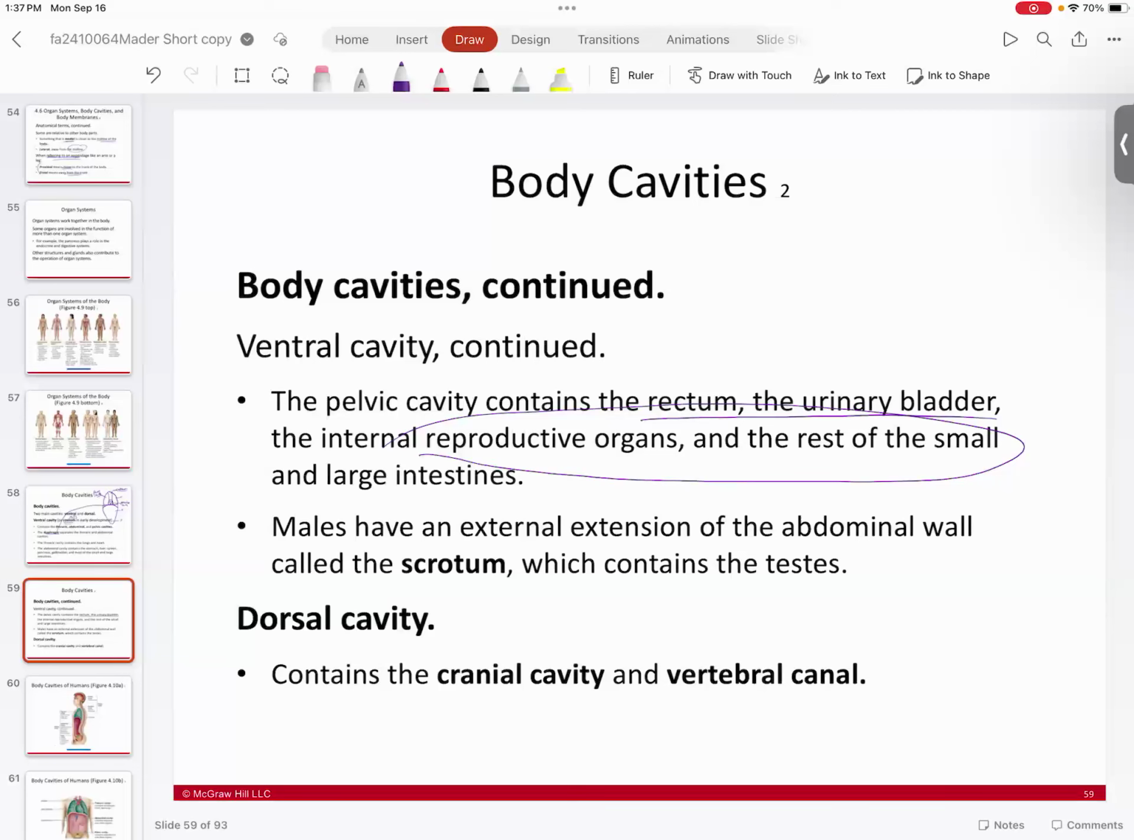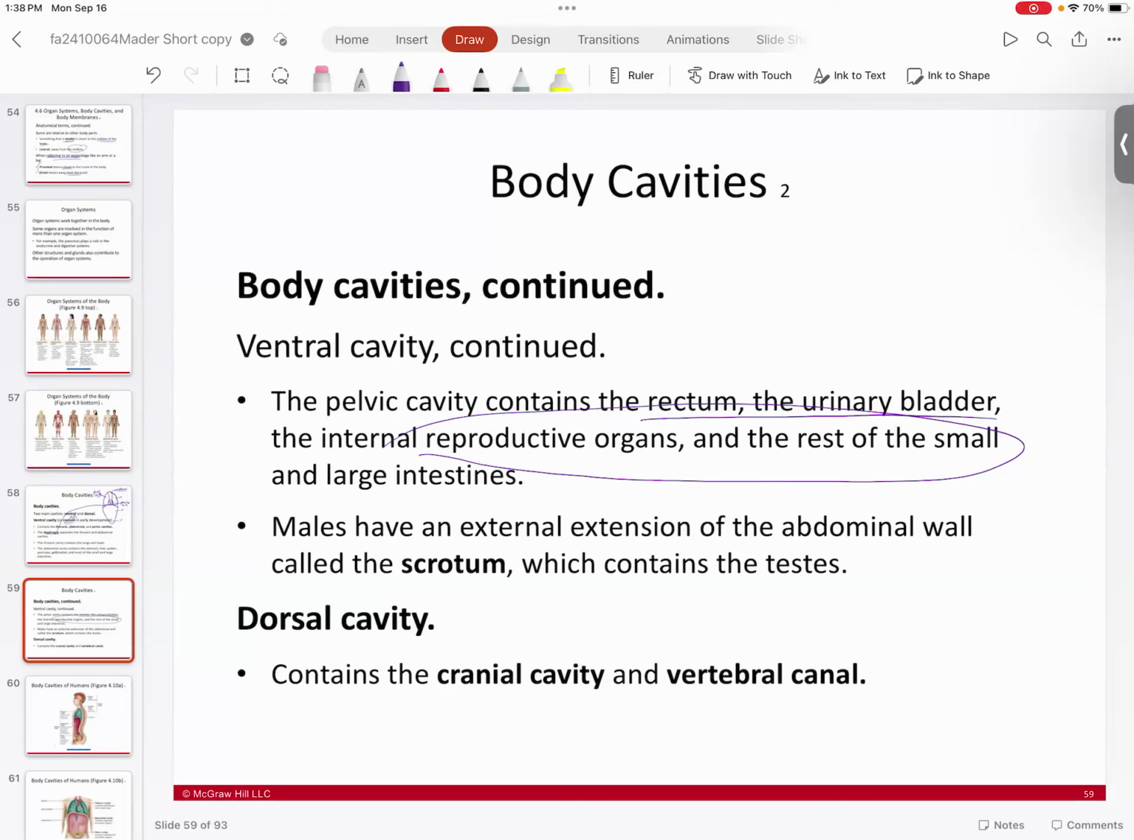So this is where you find the uterus and the vagina in females. And it's also where you find the vas deferens and the bulbourethral gland and a prostate in males. So associated with that. And so those are the sorts of things you see in that lower region of that lower cavity, the abdominal and the pelvic.